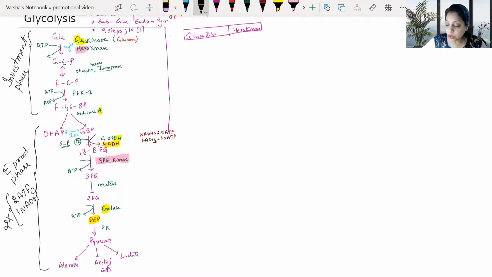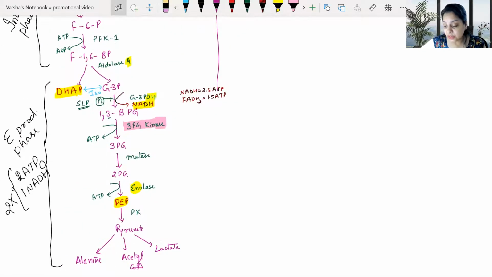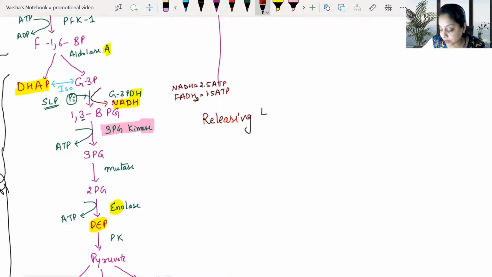Why is that times 2? Because the DHAP will also get converted into G3P, and then again you will make pyruvate. So this half of the cycle is times 2. So you will be getting 4 ATP and 2 NADH, right? Since we are doing the energetics, just write it down. So what we are doing is we are releasing 4 ATP and 2 NADH, right?